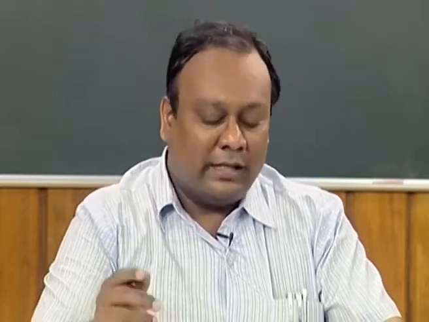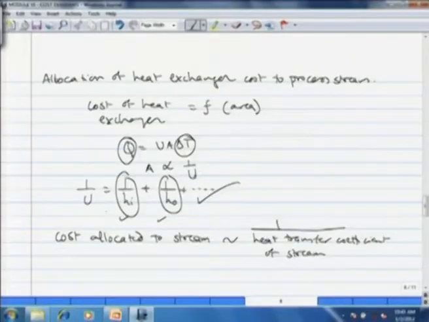We use the thumb rule that the heat exchanger cost is proportional to the heat exchanger area, and the area is inversely proportional to the overall heat transfer coefficient. The overall heat transfer coefficient has contributions from both inside and outside film coefficients. So if any exchanger is exchanging heat between two streams, then we allocate the cost of the heat exchanger, the annualized capital cost of the heat exchanger, to the two streams in inverse proportion to their film coefficients. That is, the cost allocated to the stream is inversely proportional to the heat transfer coefficient.